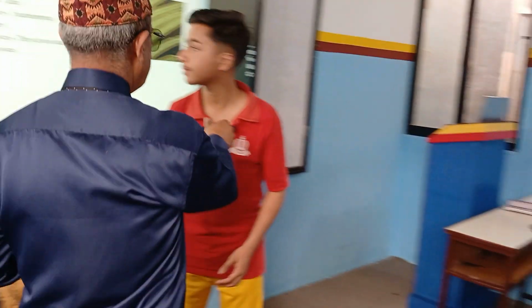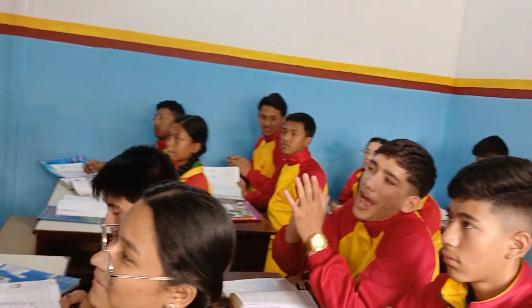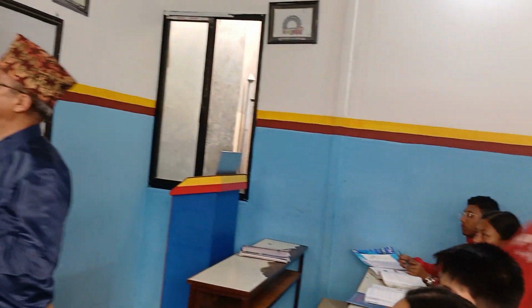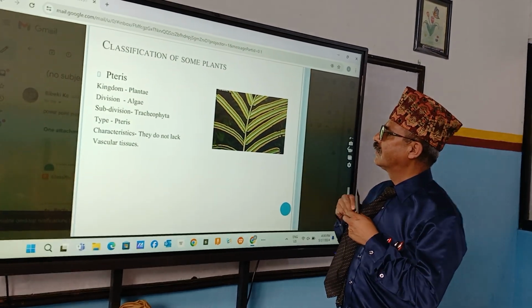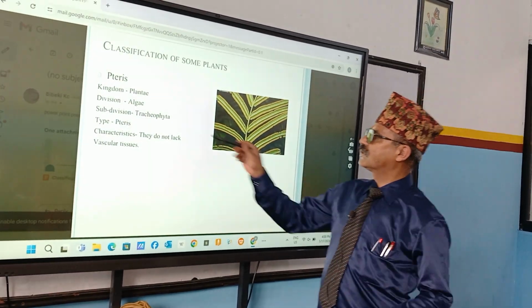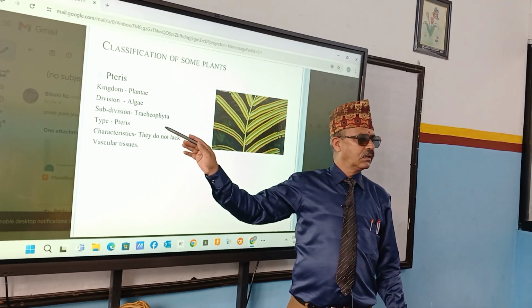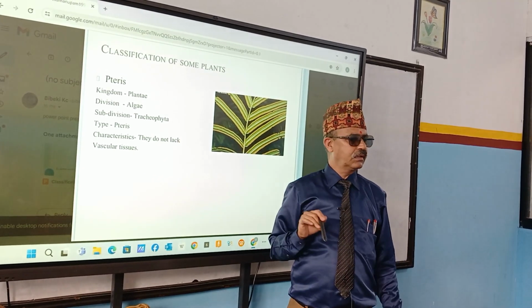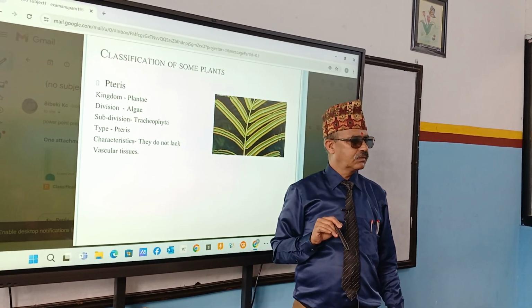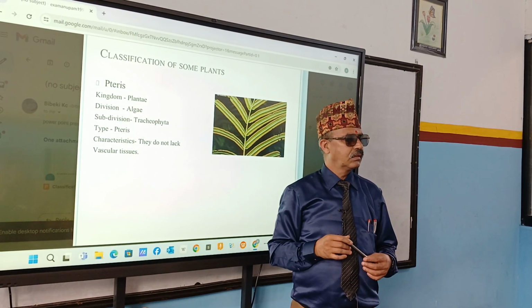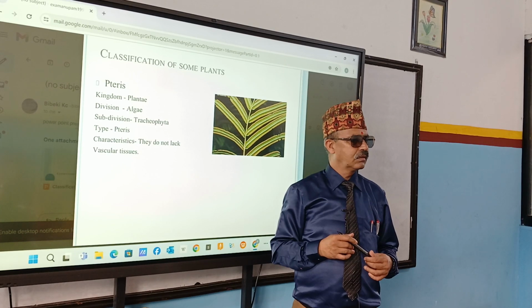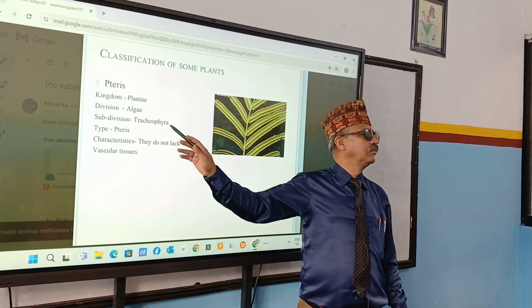One thing, students, Pteris, what is this? Algae doesn't have any subdivision. How have you done this? Algae doesn't belong to Tracheophyta. Division is Tracheophyta, subdivision is Pteris. Here is a little bit of a mistake.